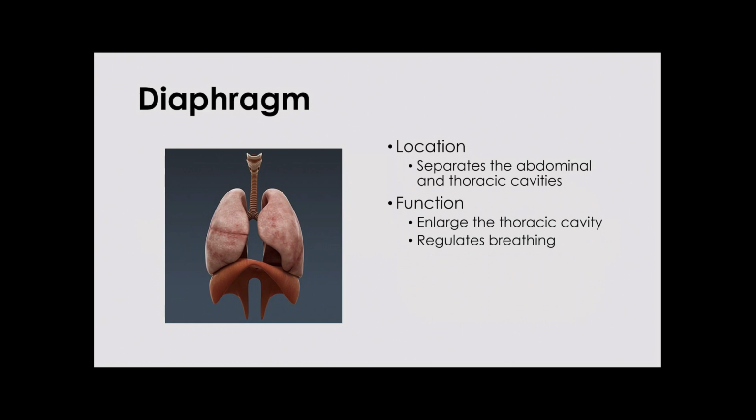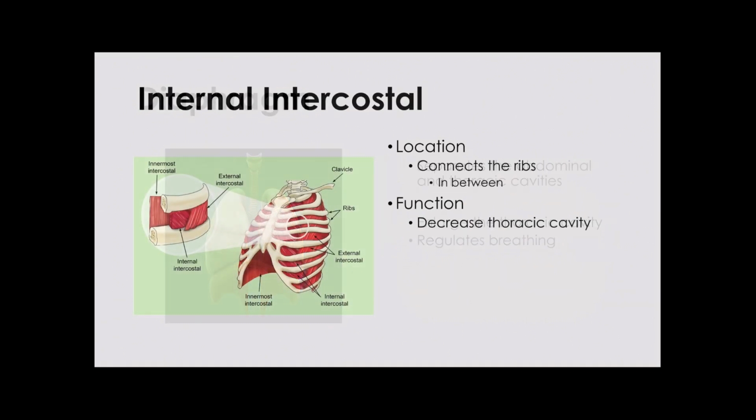Okay, so trunk muscles that are involved in breathing. The diaphragm is important. This is what separates your abdominal and your thoracic cavities. Remember, your abdominal cavity is lower than your thoracic cavity. The function of your diaphragm is to enlarge your thoracic cavity as your lungs expand, and it helps with the regulation of breathing.